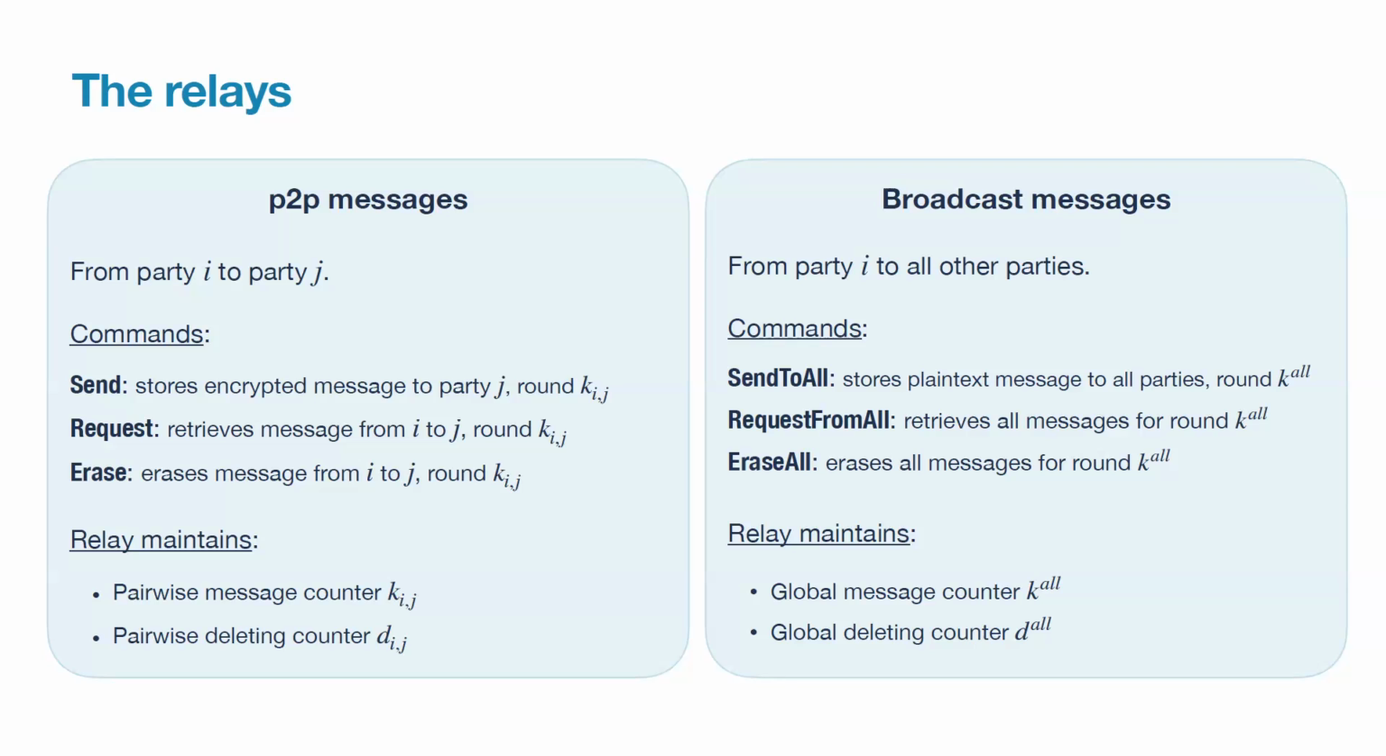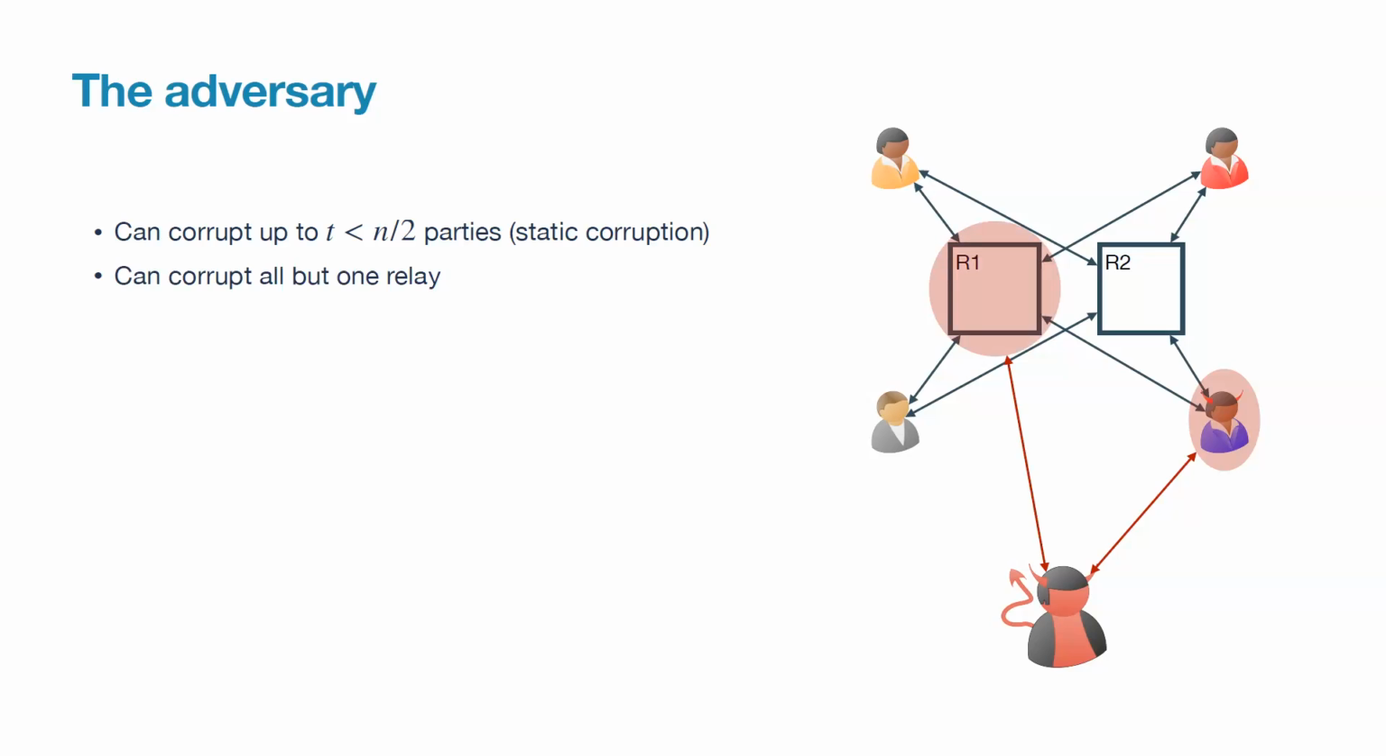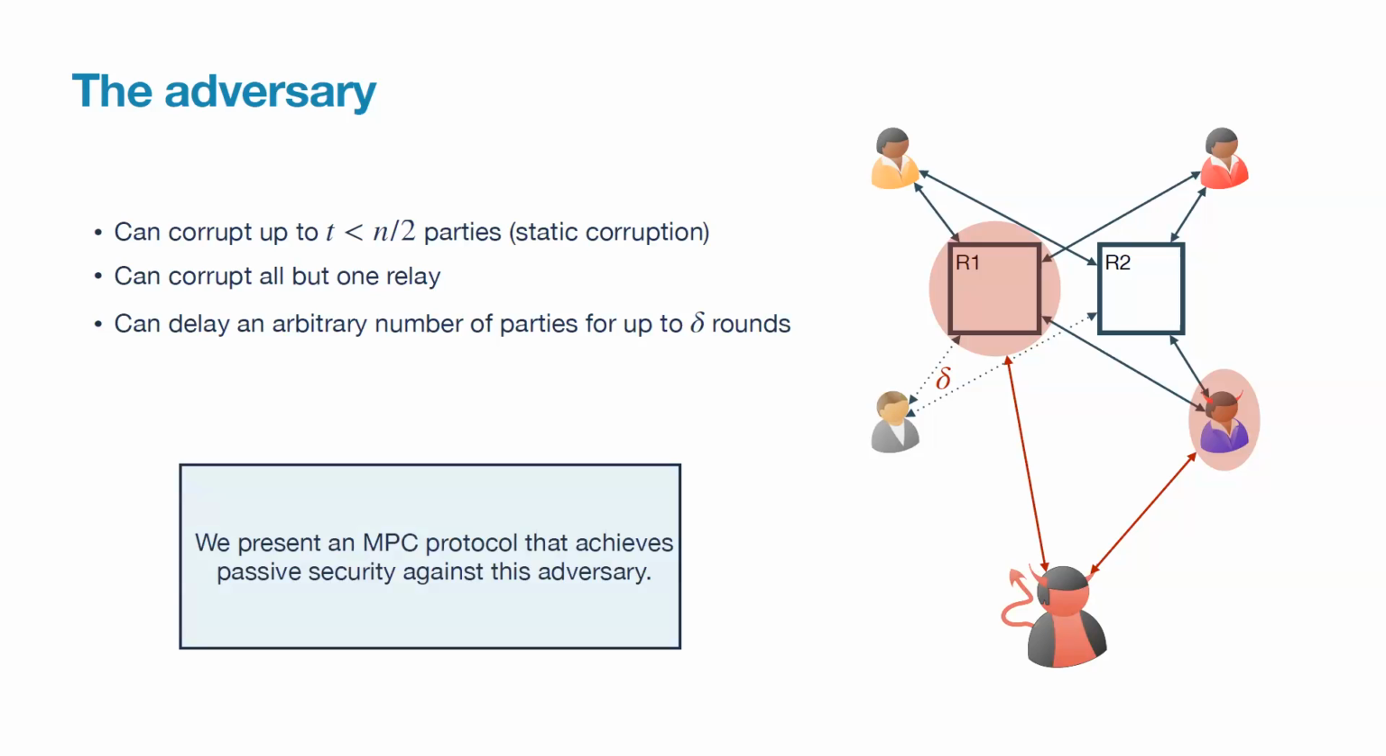Okay, so before I explain more details about the protocol, let's see the adversary that we want to protect against. Because we are using Shamir secret sharing, the adversary can corrupt parties as long as there's an honest majority. The adversary can also corrupt relays as long as at least one relay remains honest. And the adversary can also delay an arbitrary number of parties for up to delta rounds. So what we present is an MPC protocol that is passively secure against this adversary.